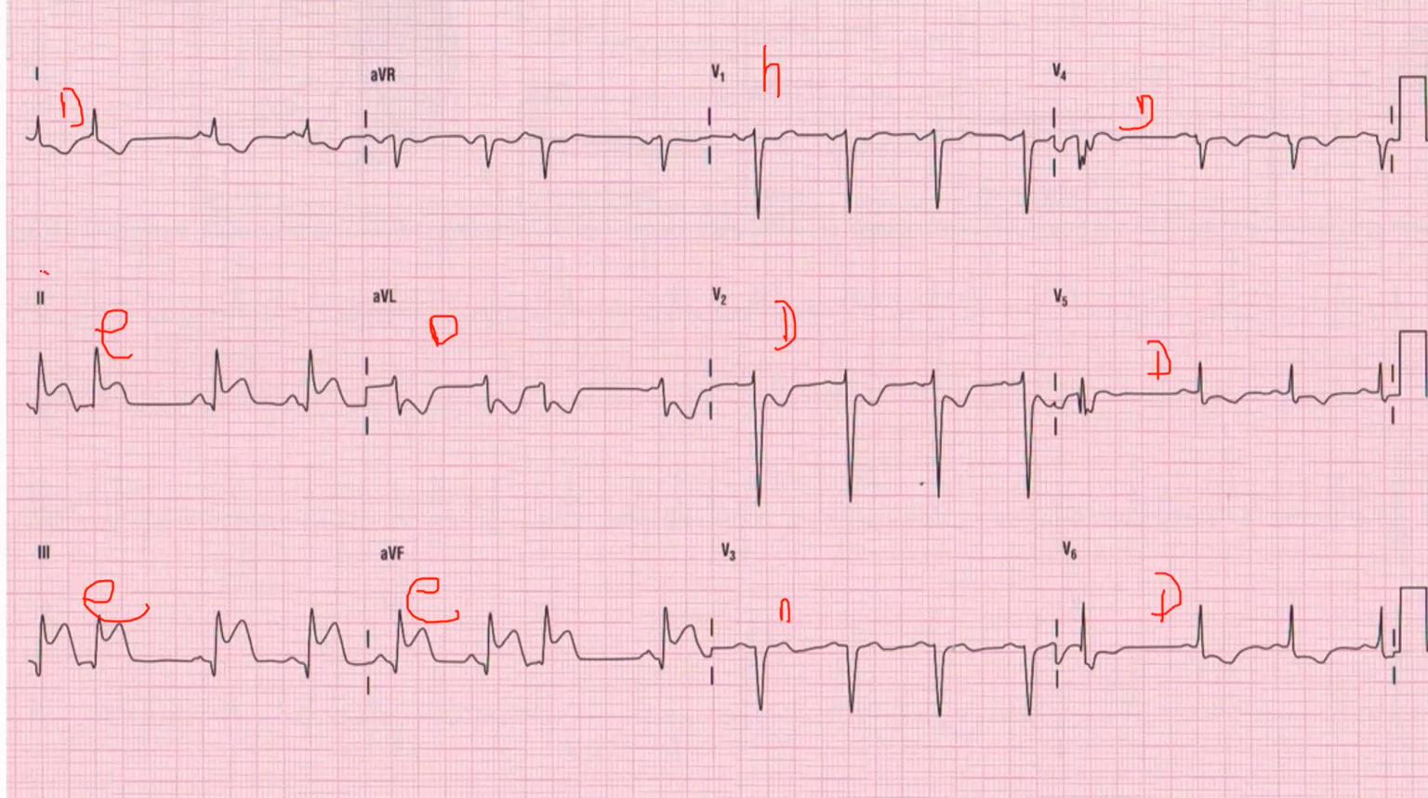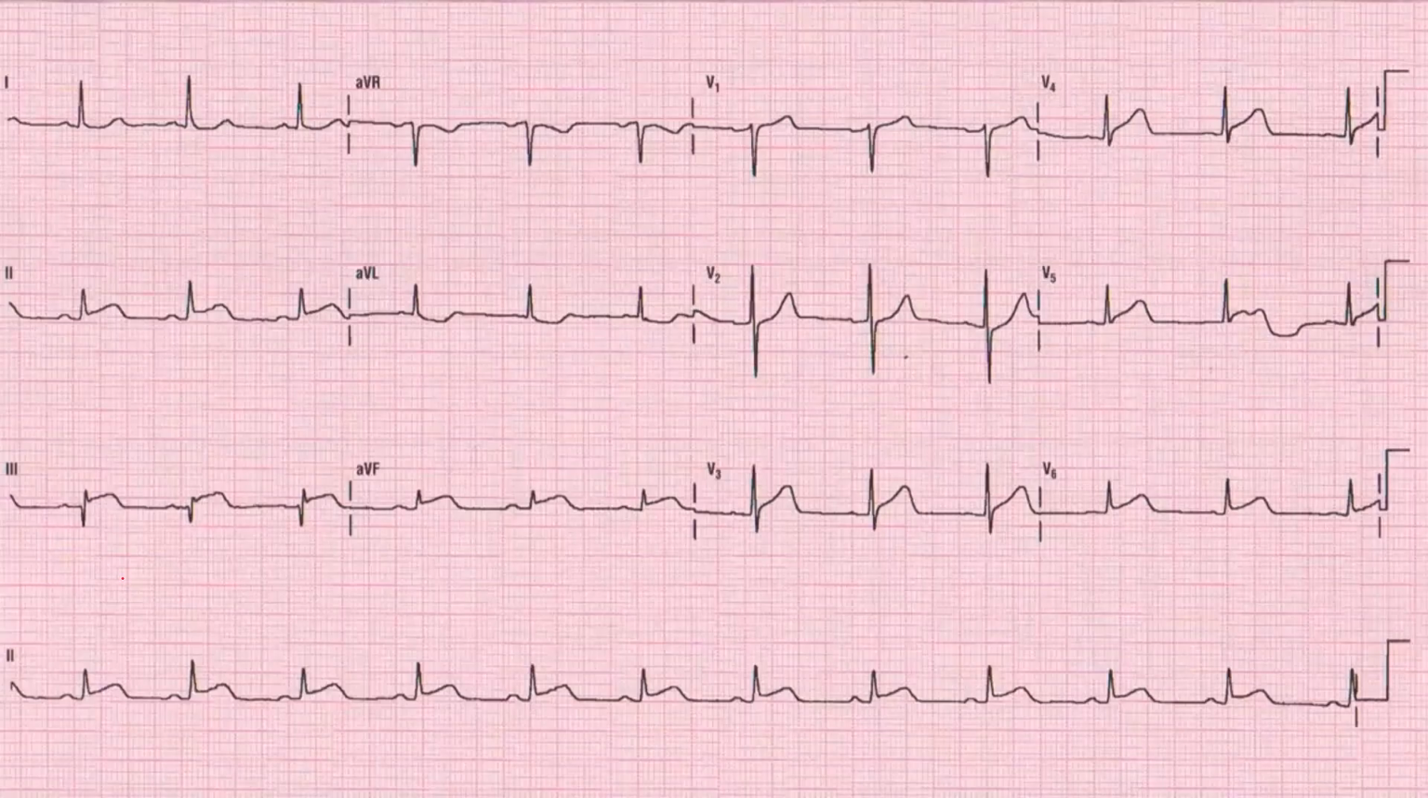Okay. So we have ST elevations in 2, 3, and AVF. That's inferior. The ST elevation in lead 3 is greater than the ST elevation in lead 2. So we also have right ventricular infarction. So this is how you responded. And so you're doing pretty well. Okay. And one last one before we go to our Kahoot. And let's see exercise number 6.